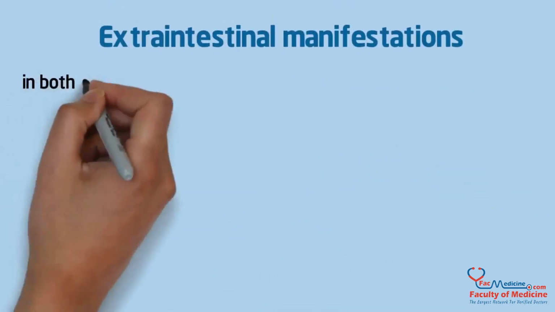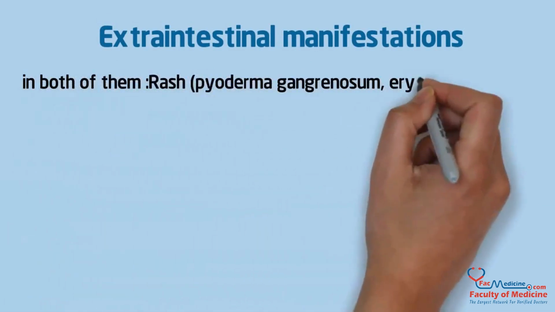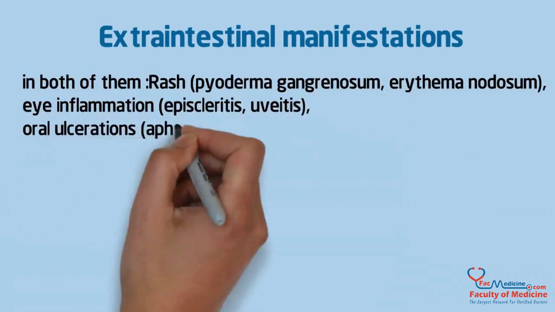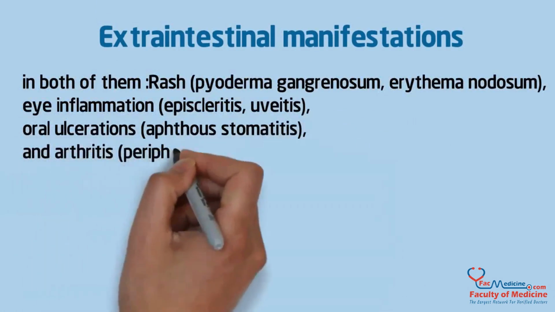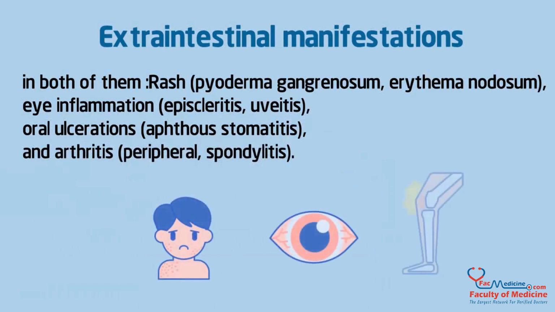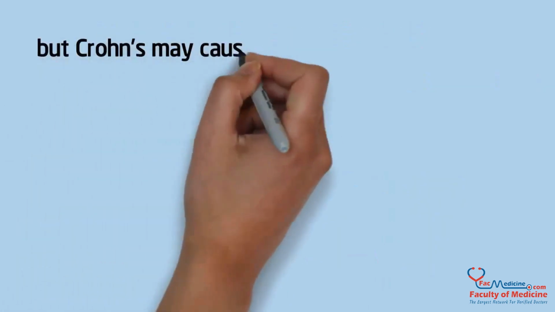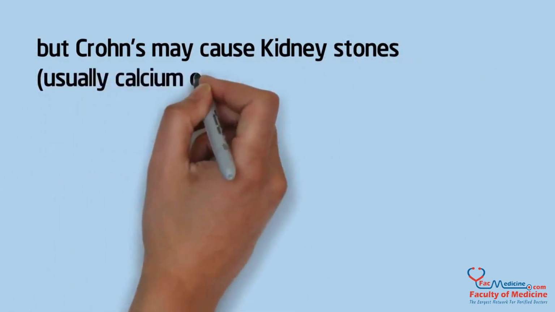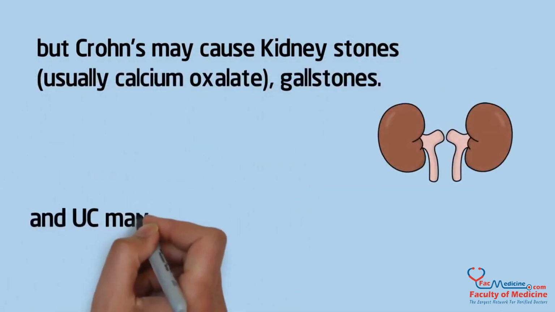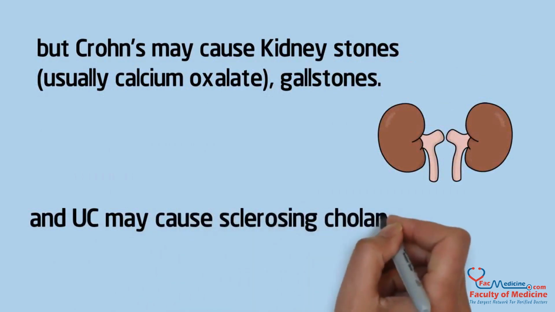Extra-intestinal manifestations in both of them: rash, pyoderma gangrenosum, erythema nodosum, eye inflammation, episcleritis, uveitis, oral ulcerations, aphthous stomatitis, and arthritis, peripheral spondylitis. But Crohn's may cause kidney stones, usually calcium oxalate, and gallstones, and UC may cause primary sclerosing cholangitis.